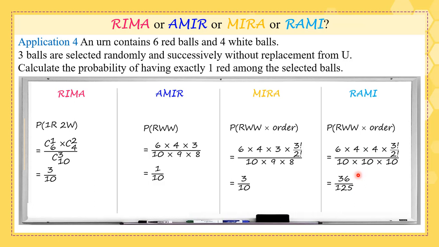Now let's analyze these 4 cases. For Rima, Rima did it as if it were a simultaneous drawing, so this is not correct because she used the combination. For Amir, Amir forgot the order, and here the order is very important. Mira, I think, is correct. And for Rami, Rami did it as if it were a successive with replacement case because as you see here in the denominator, we have 10, 10, 10. He didn't decrease the total. So Mira's answer is the correct answer.